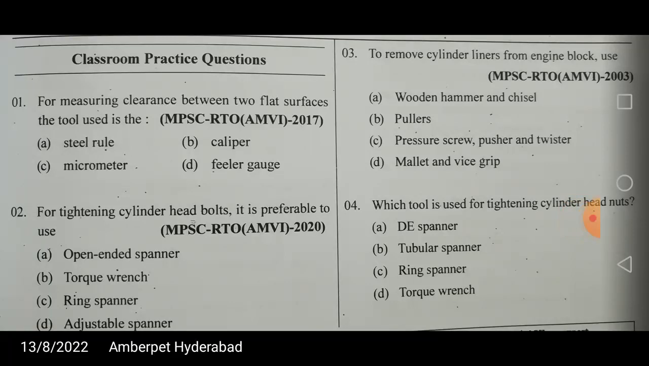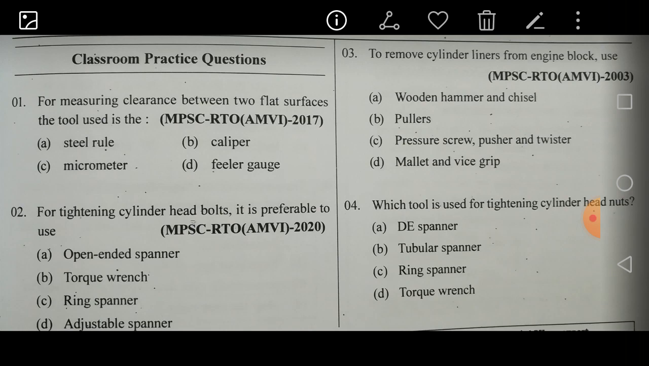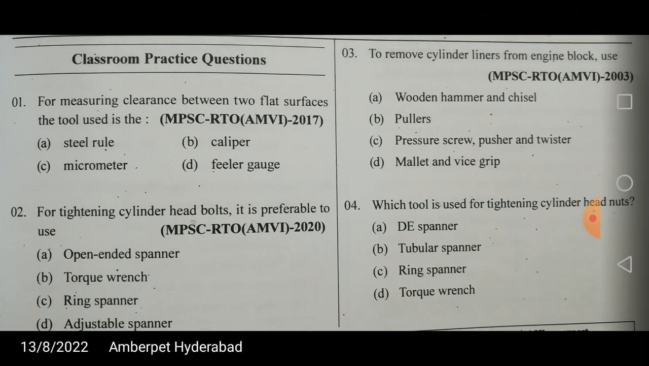Friends, as we know, for the Assistant Motor Vehicle Inspector post of the Telangana Public Service Commission, the receipt of application forms is postponed. I think the new starting date of the application forms will probably be announced soon. So let us today, in this video, watch some good questions from your Assistant Motor Vehicle Inspector second paper, that is, from the automobile engineering point of view.